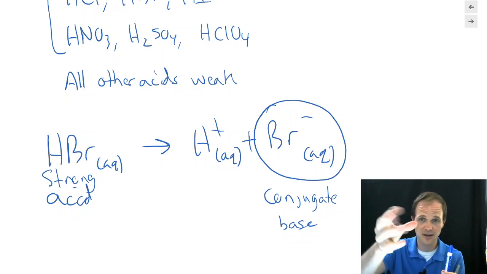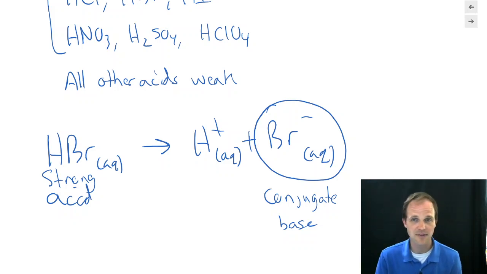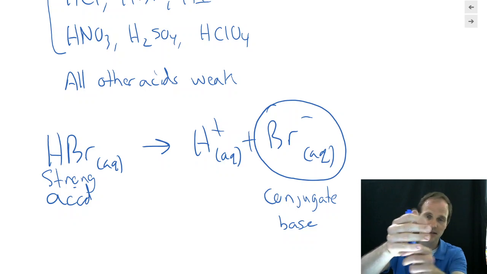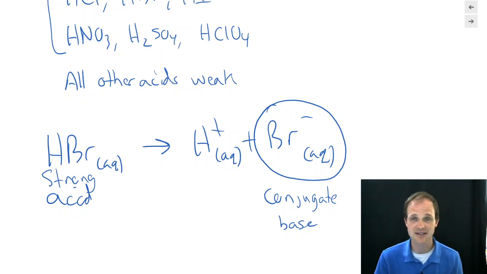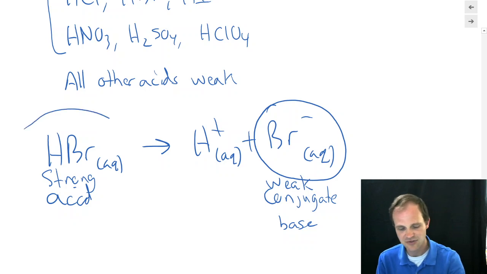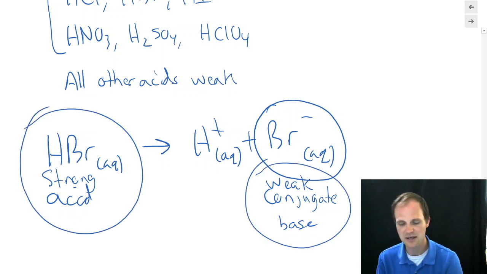So Br minus is floating around here. How likely is it to accept an H plus and hold on to it? Well, if we made HBr, what would happen to that HBr? It would immediately dissociate and form H plus and Br minus, because that's what HBr does as a strong acid. So Br minus, even if it got the H, would give it right back. That's not a very good H acceptor if you take it and give it back, right? So Br minus is not a very good base, and we call this a weak conjugate base. So a strong acid is paired with a weak conjugate base.